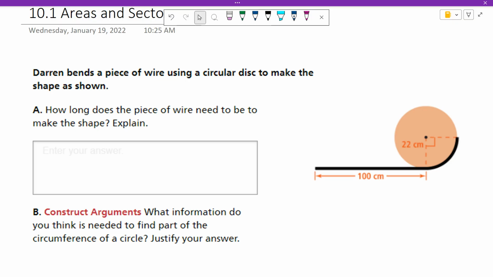But I only measured 90 degrees of the circle, which is how much of the circle? 1/4 of the circle. So if I would take 1/4 of the circumference, then I would be able to figure out how far this is. Now, to figure out the circumference says 2 pi r.